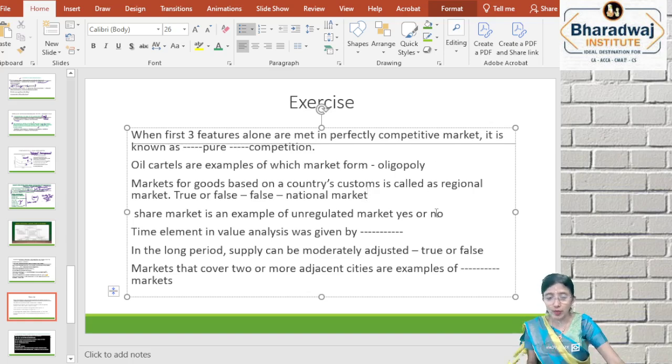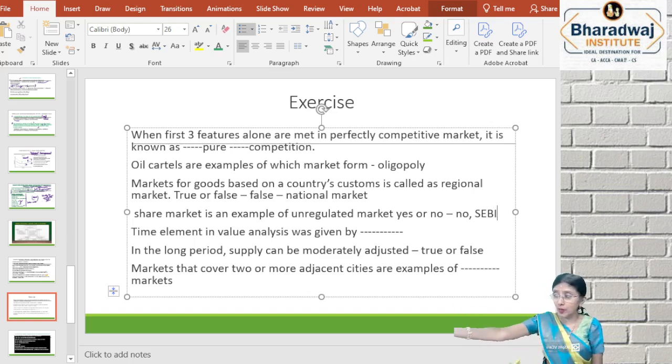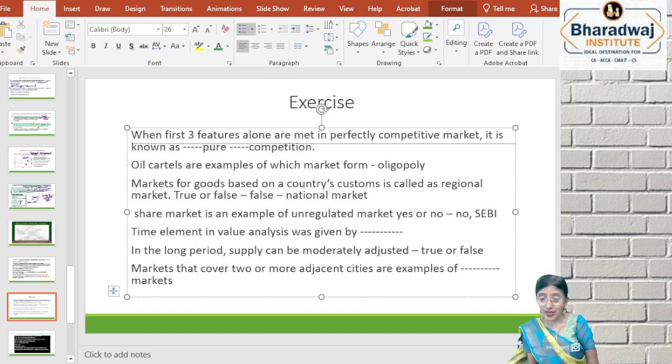Share market is an example of unregulated market. My dear students, no. It is an example of regulated market only. So is share market an example of unregulated market? No. It is regulated by SEBI. For unregulated market, you can give the example of perfect competition, free market economy, right? So because the share market is fluctuating, don't say it is an unregulated market. It has SEBI guidelines to be observed. Because being speculative, the business is speculative. So you have these fluctuations, right?